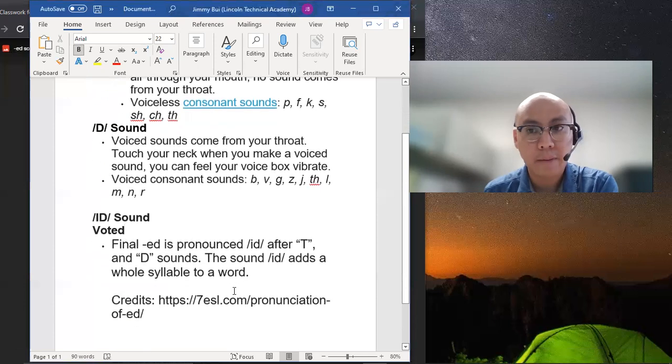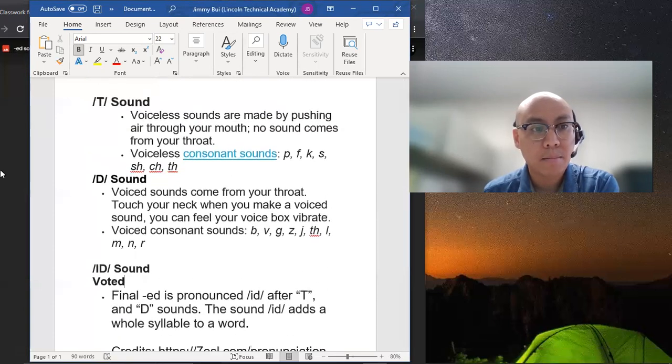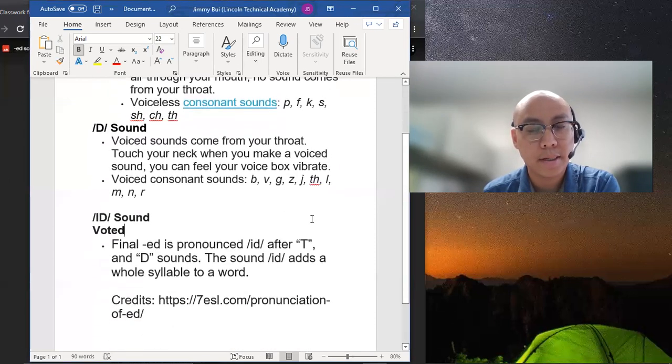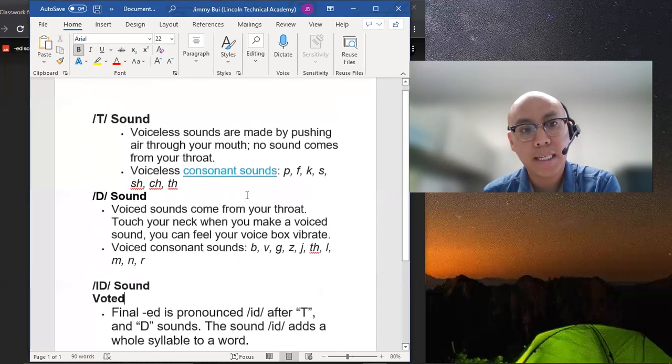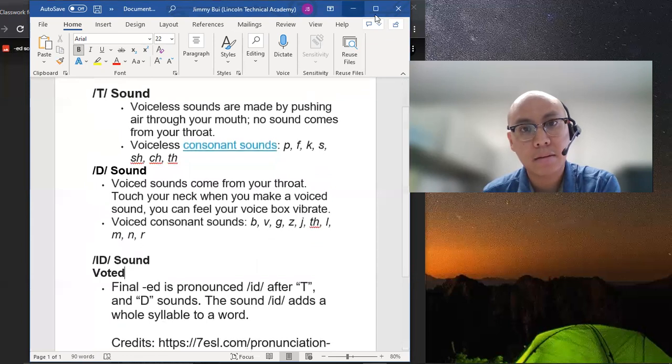So credits to 7esl.com, pronunciation of ed. This information came from their website, a really great source. And the picture that I am going to use is also from 7esl.com. So check out their site. Also, this picture came from there, but these are words with the T, D, and id sound.